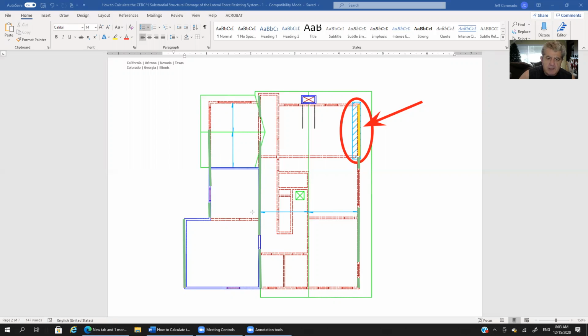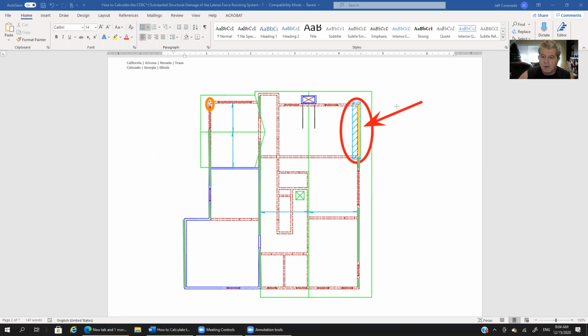Notice how, for instance, I did not include this segment of the wall. So we're dealing with the effective lengths of the shear walls, not the total length. And notice how I'm also only looking in the direction of the wall that was damaged, right?